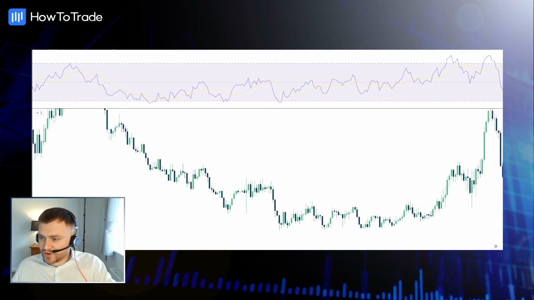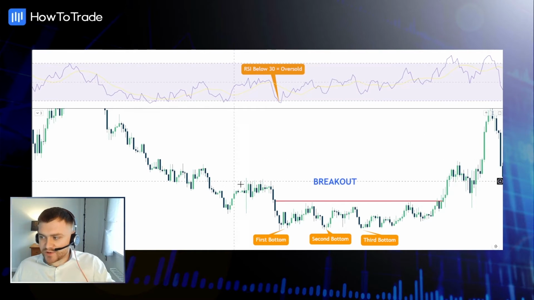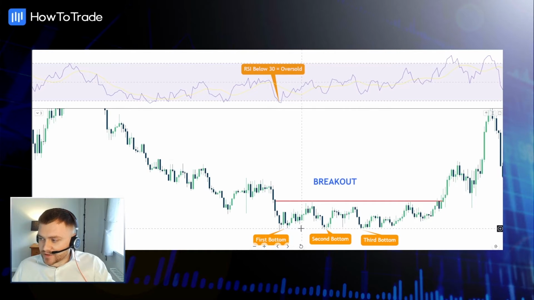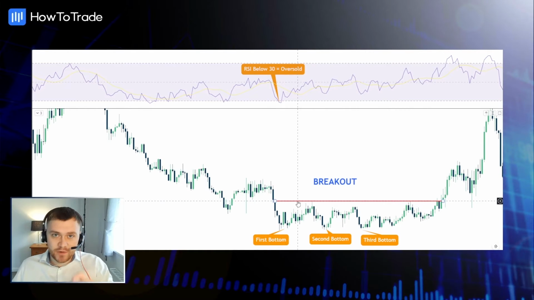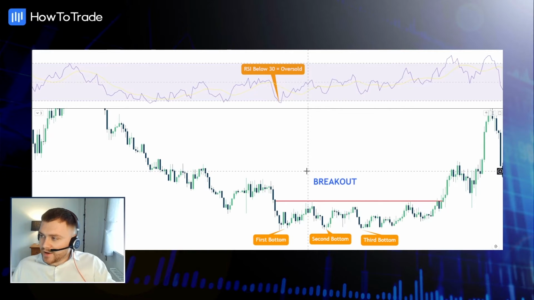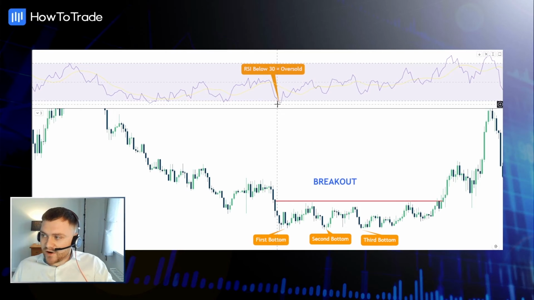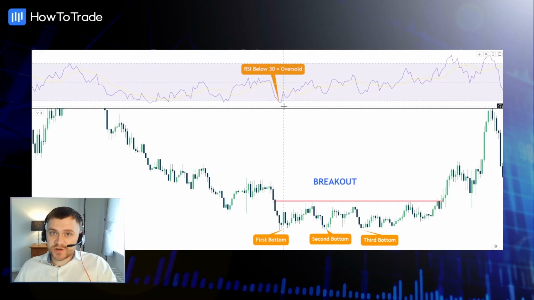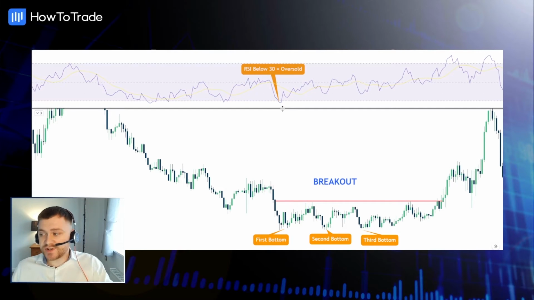But if I get my drawings on the chart, you can see that this is a market that was trending down, and we got the first bottom come in, the second bottom and the third bottom come in, and then we have this neckline here that we're waiting for that breakout above. Now you can see at the time when this first bottom started to come in, the RSI indicator was in oversold territory, which is an indication that there could be a trend shift coming.